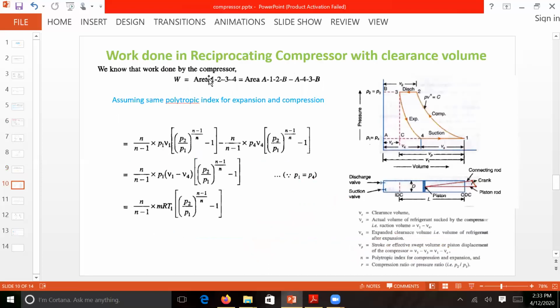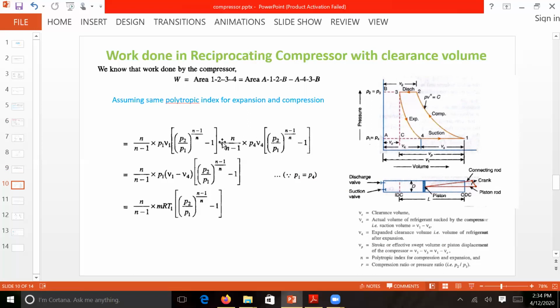So this is the work done in the case of a reciprocating compressor when we are considering the clearance volume. This V2 is your P2 V2, but we have a certain volume where your discharge is stopping. This volume, V3, is the clearance volume. Similarly, this will be the expansion process of the clearance volume gas which is stored at the end of discharge. So this is the expansion process, and this is the compression process.